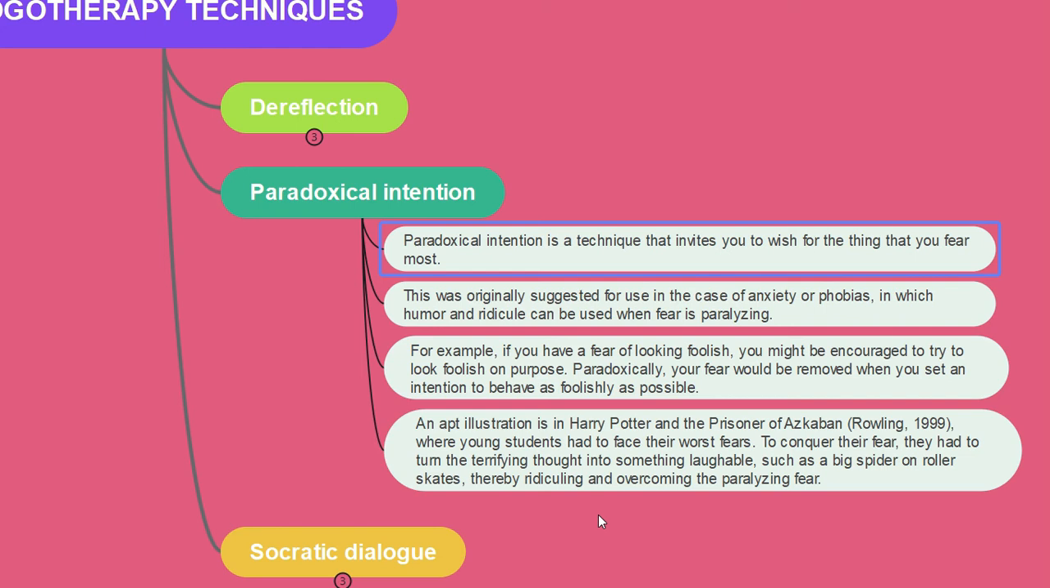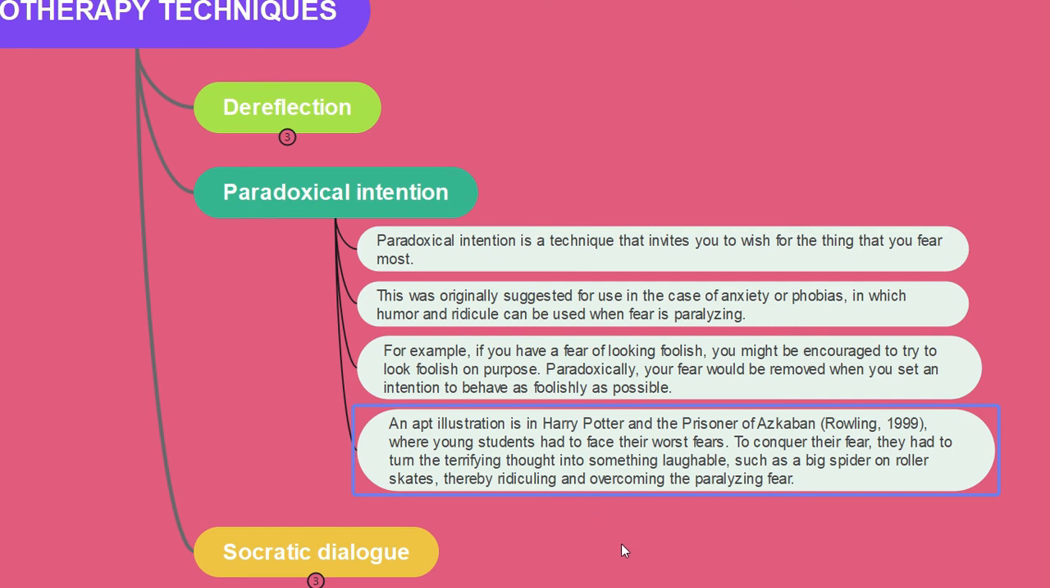So they are suggesting here that whatever you are afraid of, you can overcome it if you try to do it on purpose, so that the fear can be removed from your mind. Similarly, another illustration is in Harry Potter and the Prisoner of Azkaban, Rowling 1999, where young students had to face their worst fears. To conquer their fear, they had to turn the terrifying thought into something laughable, such as a big spider on roller skates, thereby ridiculing and overcoming the paralyzing fear.